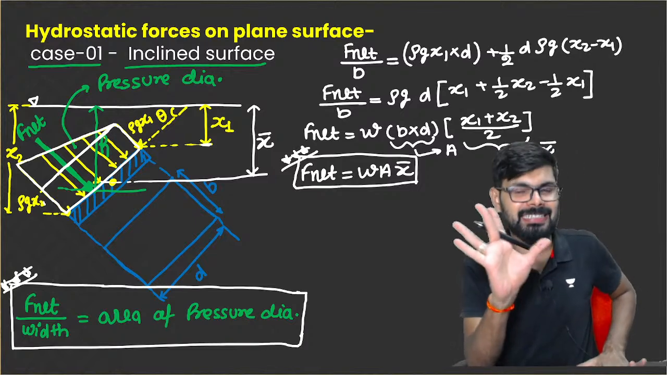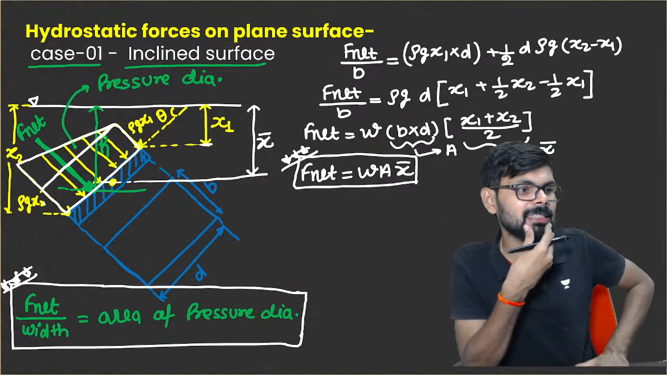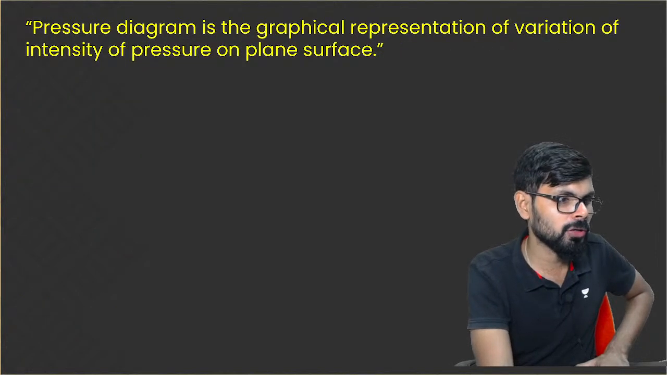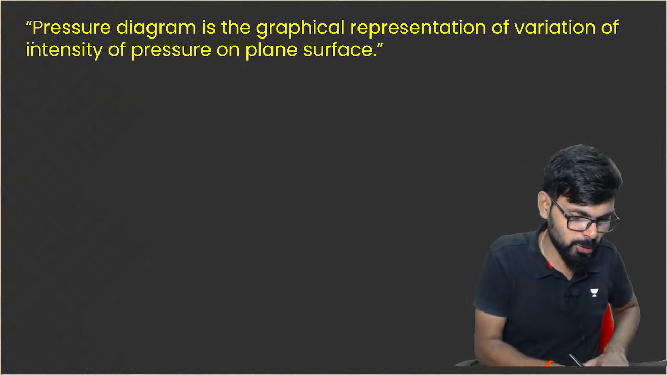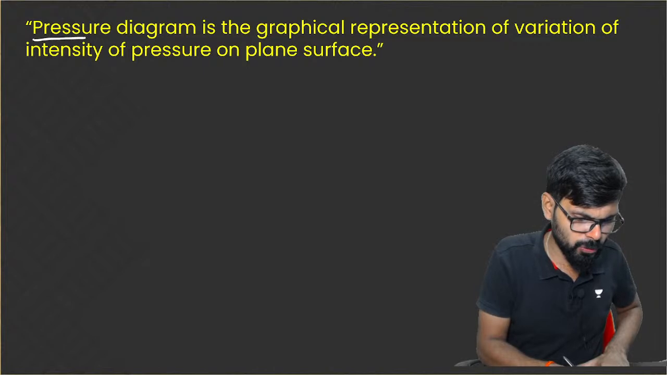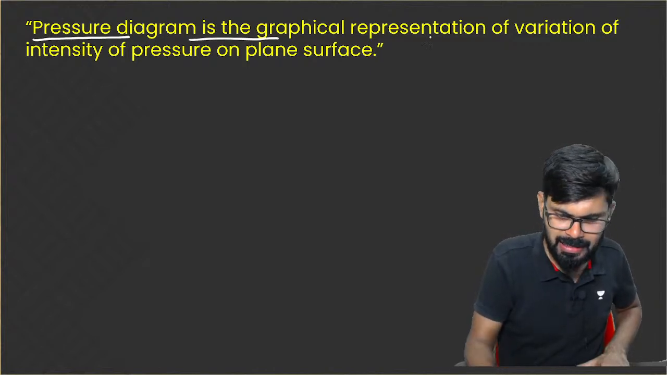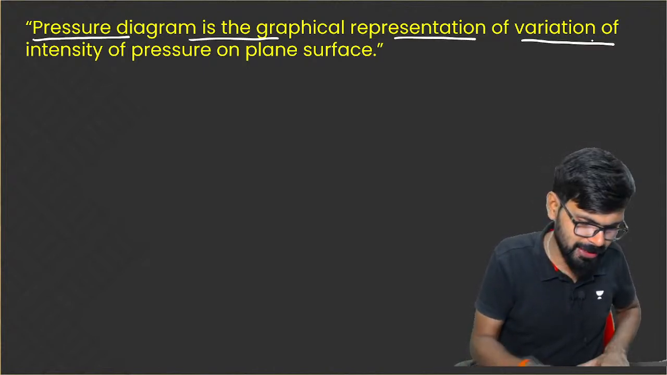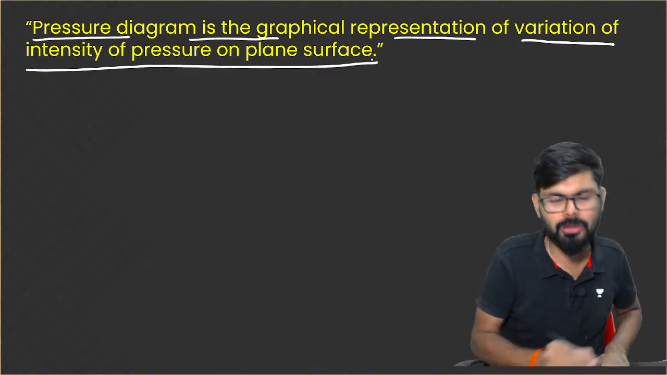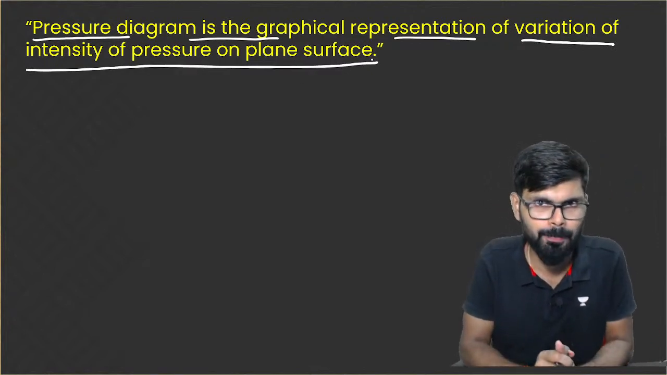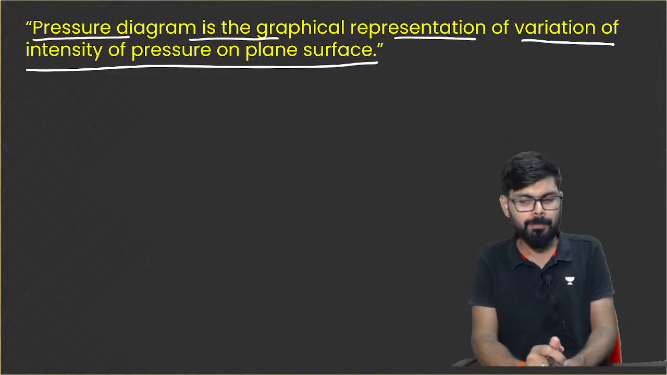So, this first task is done. The second task is to find out the pressure diagram. At this point, you can note down that the pressure diagram is the graphical representation of variation of intensity of pressure on the plane surface. Wo jo banaya tha hum logo ne. Clear? Okay.